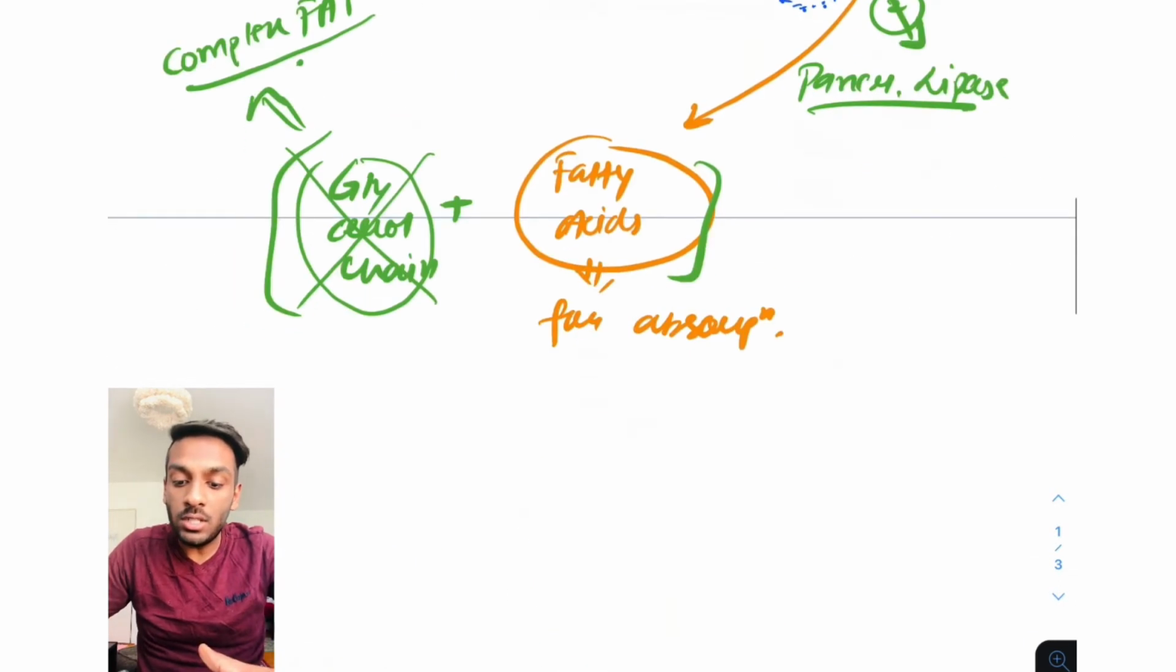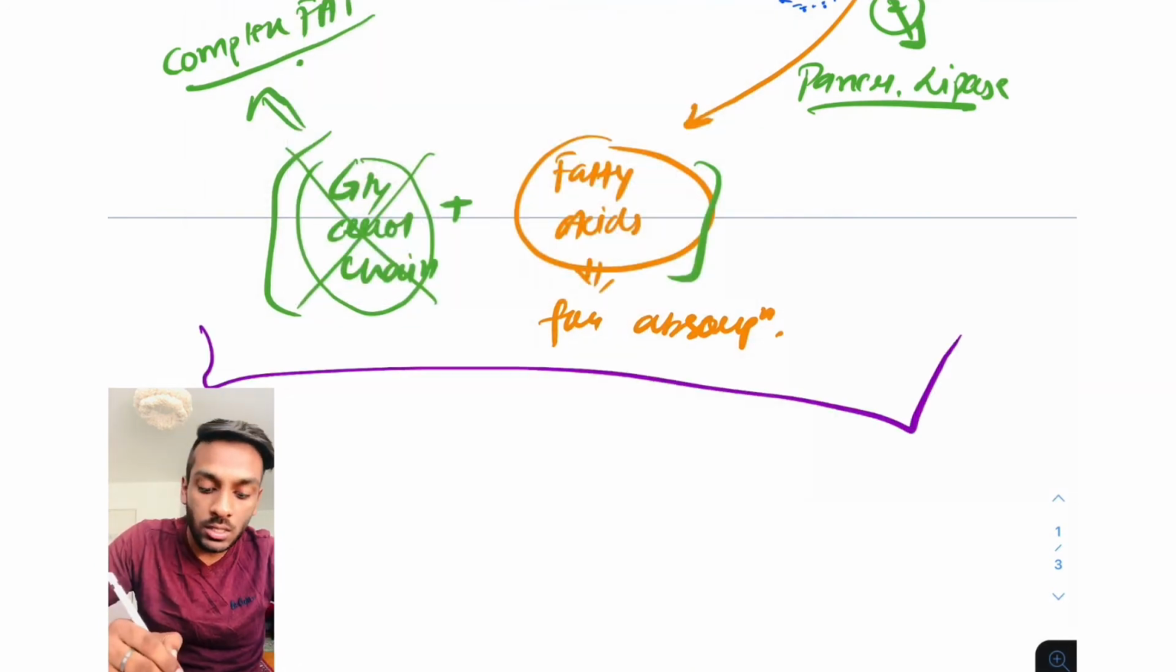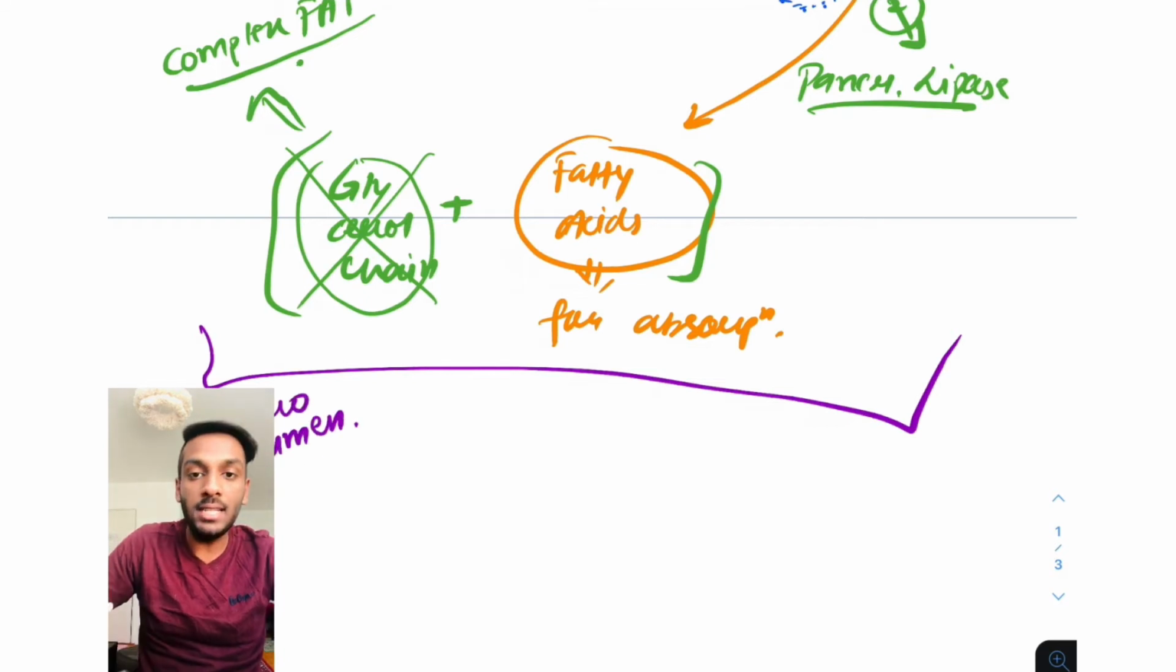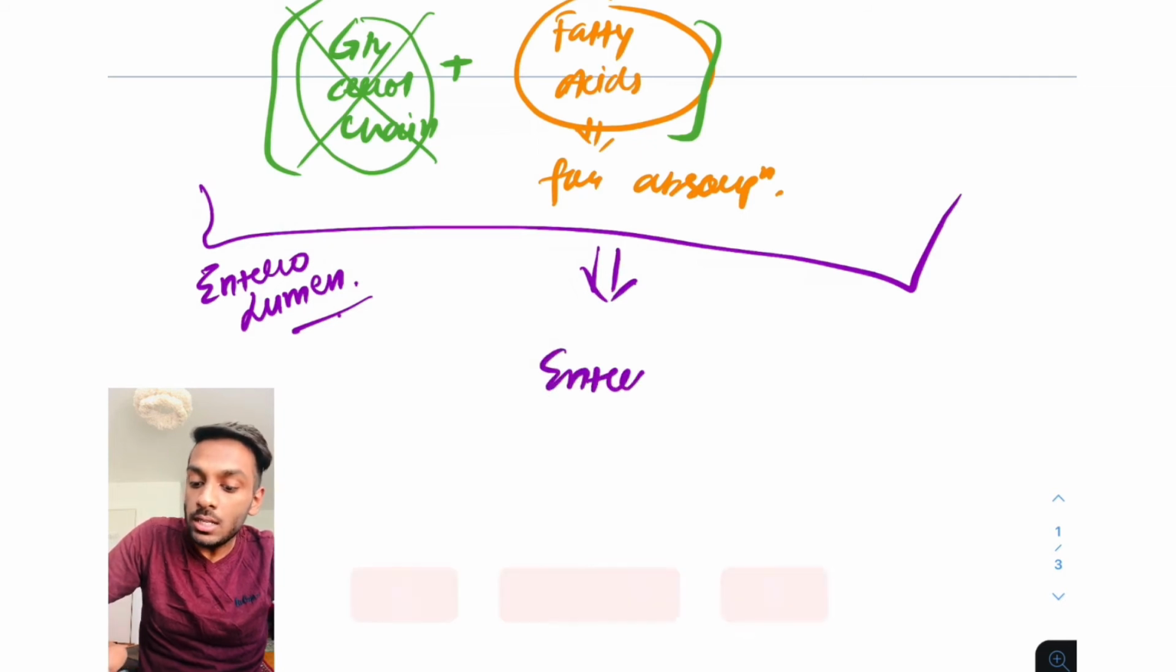And again, I would say the same thing which I talked about in the previous video on proteins. This whole process was occurring in the enterolumen, meaning the lumen of the intestine, and the products have to move inside the enterocytes.